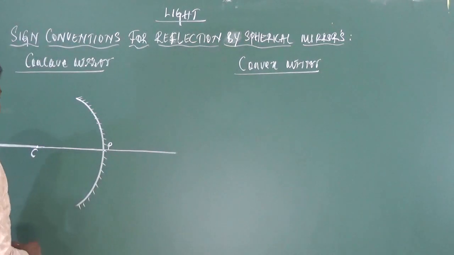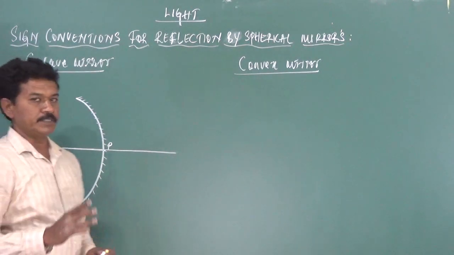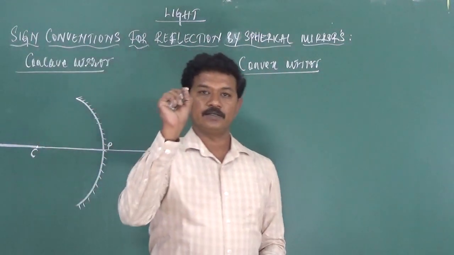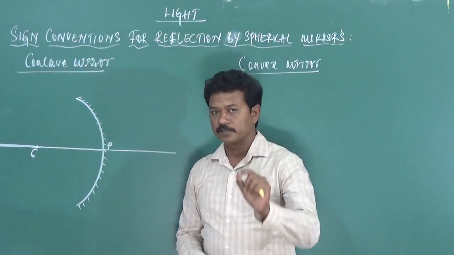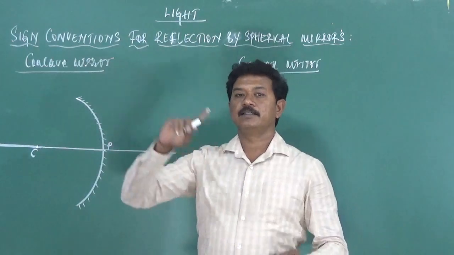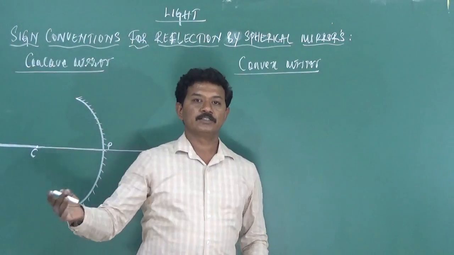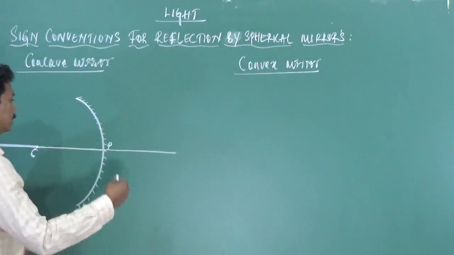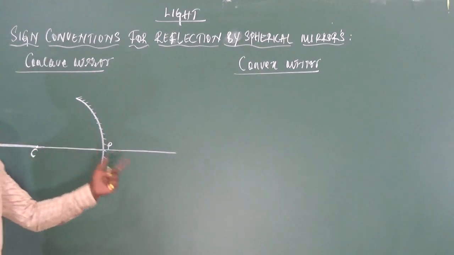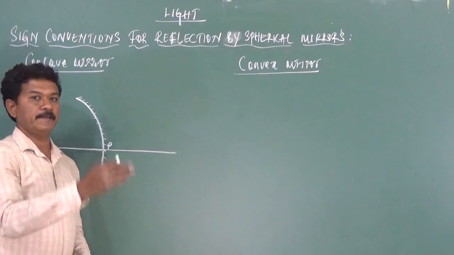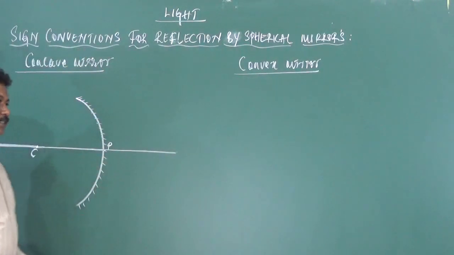Now I am going to keep an object. We know that there are 2 types of objects. One is point-sized objects, which are represented by a dot, and the other is bigger objects, which are represented by an arrow mark directed upwards. Let us imagine that this is the object, object AB. It's a bigger object, therefore I am going to represent that by an arrow mark directed upwards. So this is the object AB.